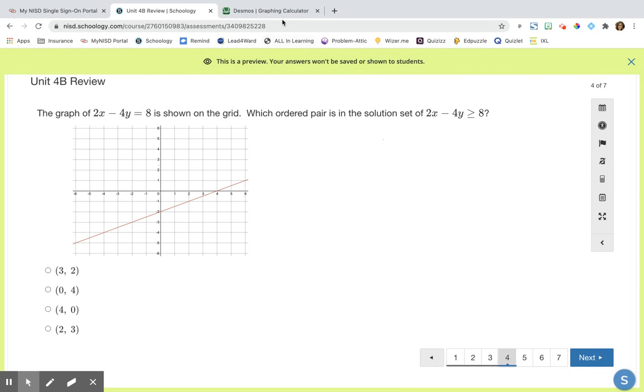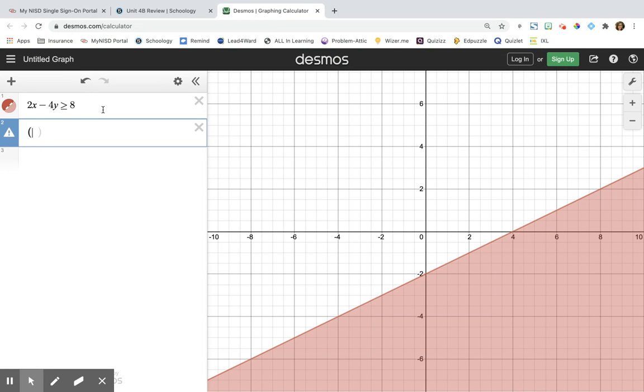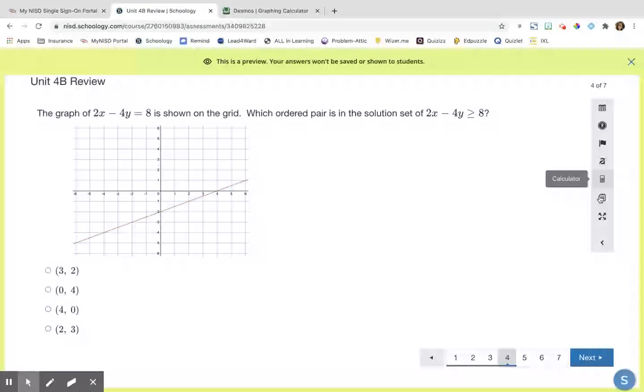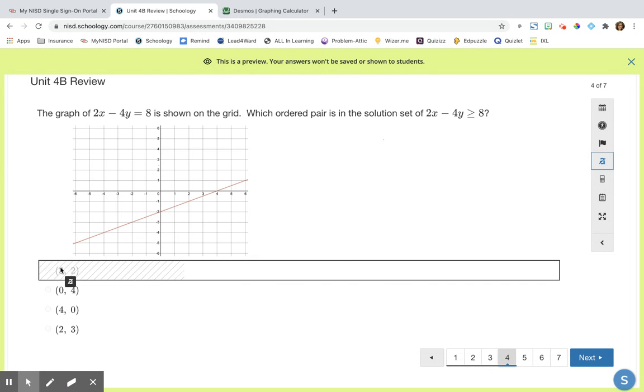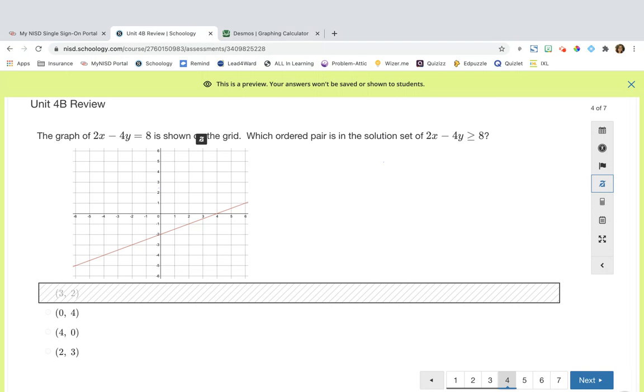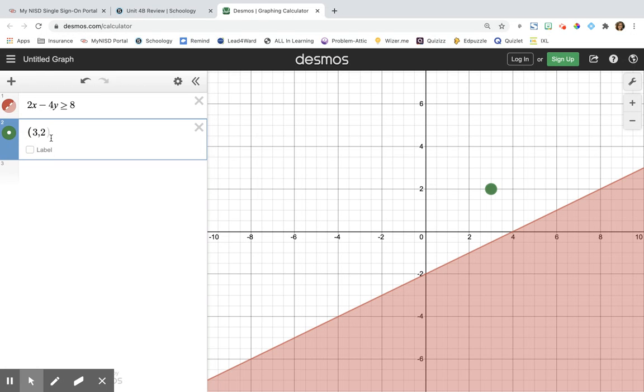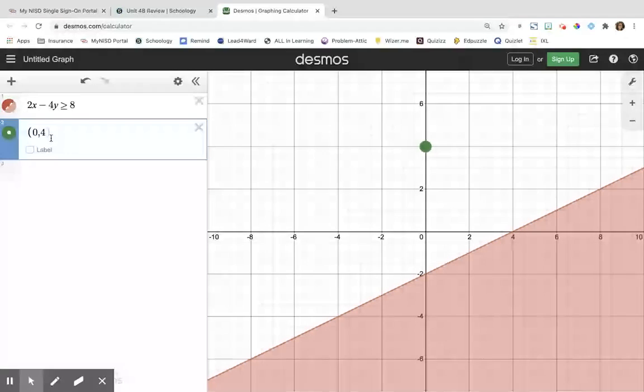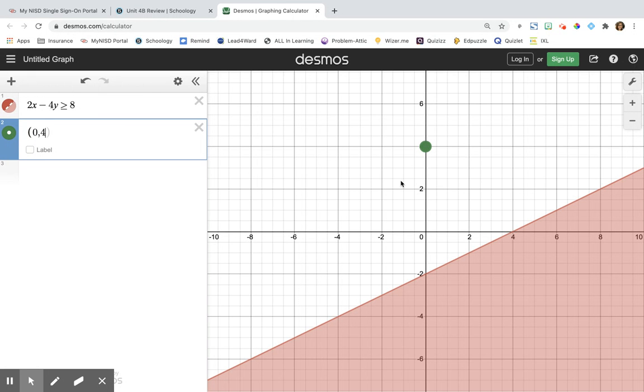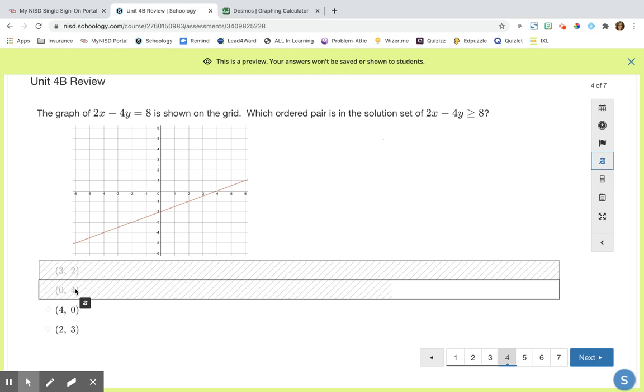So 3 comma 2. So in the white part, it cannot possibly be that one. I am going to scratch that one off. Next one is 0, 4. Again, that's in the white part. It's not shaded in. So that can't be a solution either. So scratch that one off.